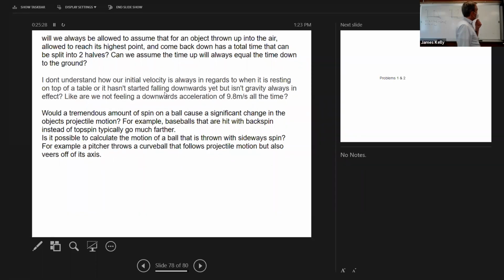I don't understand how our initial velocity is always in regards to when it is resting on top of a table, or it hasn't started falling downwards yet, but isn't gravity always in effect? Are we not feeling a downward acceleration of 9.8 meters per second squared all the time? I think this is related to that previous question, where I said I can't have two accelerations at the same time. So right now, I'm not accelerating.